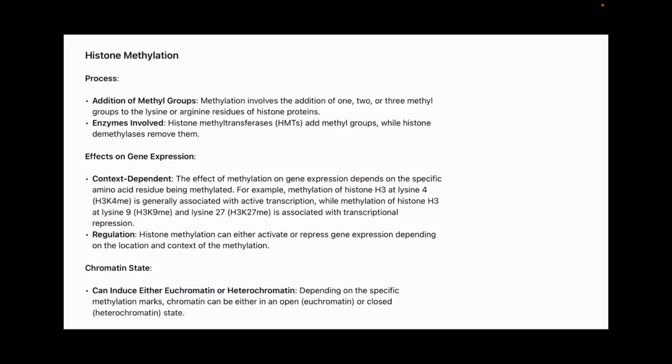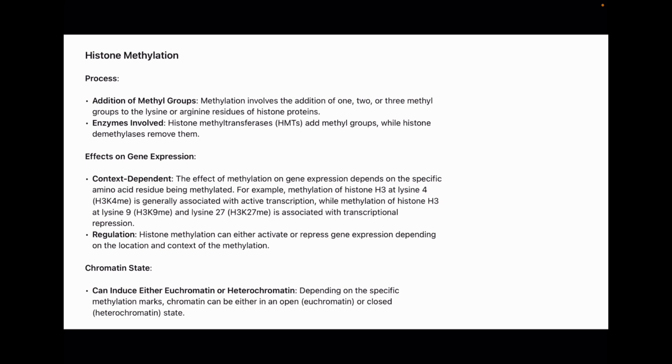The effects on gene expression. The effect of methylation on gene expression depends on the specific amino acid residues being methylated. For example, methylation of histone H3 at lysine 4 is generally associated with active transcription, while methylation of histone H3 at lysine 9 and lysine 27 is associated with transcriptional repression. Histone methylation can either activate or repress gene expression depending on the location and the context of the methylation.